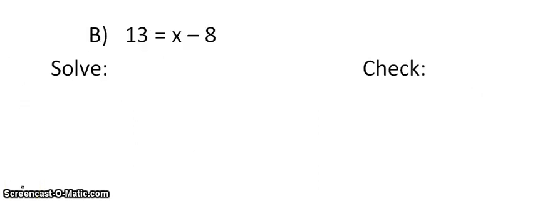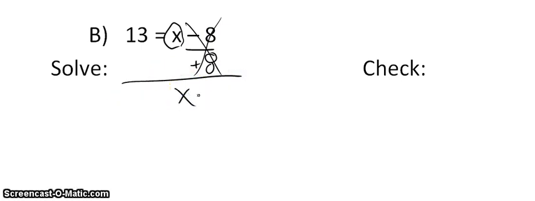Okay, let's look at letter B. Now the variable that we're trying to get by itself is right here, and what's keeping it from being by itself is that we're subtracting 8 from it, so we want to get rid of that subtracting 8. So to do that, I'm going to do the inverse of subtraction, which is addition. I'm going to add 8 so that I can get rid of that. And all I would be left with over here is just x by itself, since I got rid of the subtract 8. Over here, remember you have to do the same thing to both sides. So we added 8 over here, so we would add 8 over here as well. And then I have 13 plus 8 gives me 21 equals x.